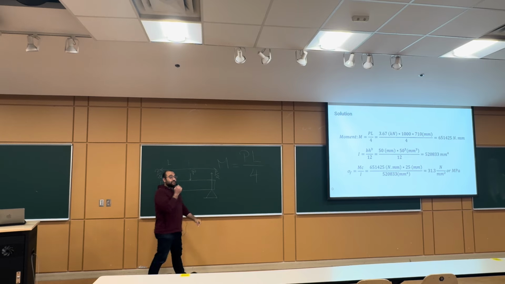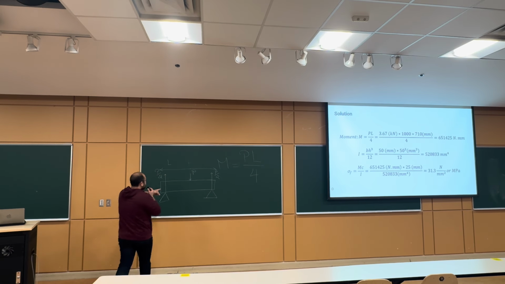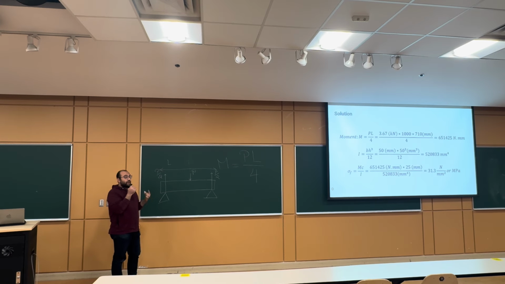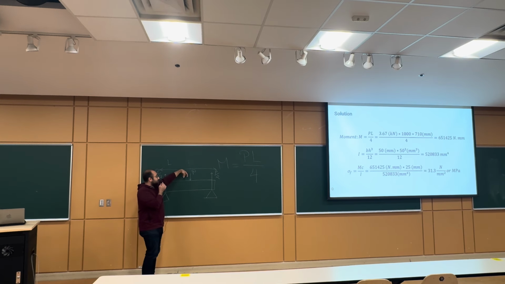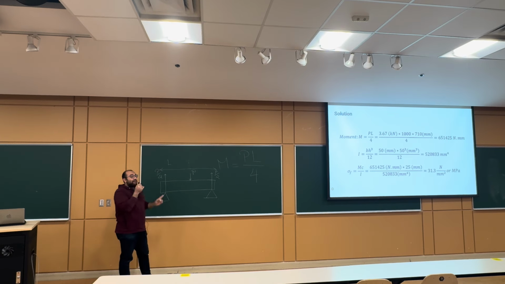So the thing is, why PL over 4? This is the setup or the orientation of the bending test, right? And we have a mid force with the value of P applied in the center. And we have two supports here that will have reactions to resist this force, right? Each one of them will acquire half of the load.